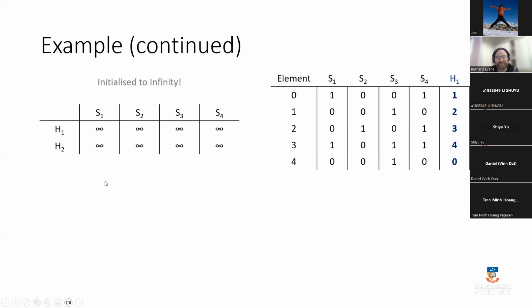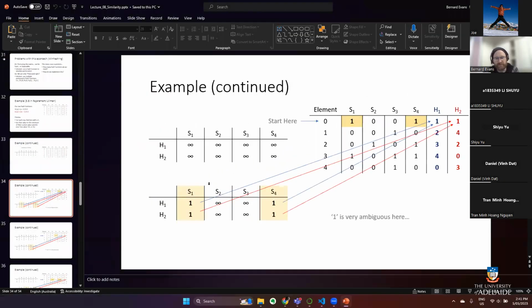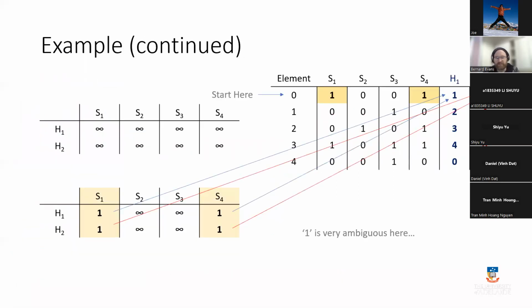Let's see it all done. Okay, so we've got H1 and H2, and we've got sets S1, S2, S3, and S4. We start with infinity for all of them because we're trying to minimize our hash. Let me just make sure my animations are right. Yeah, cool.